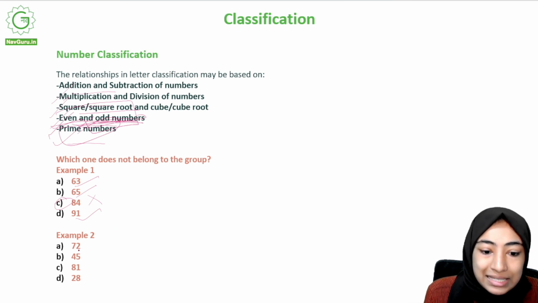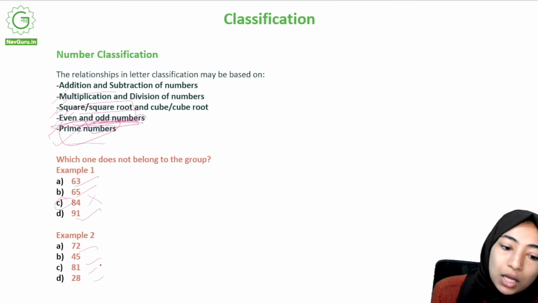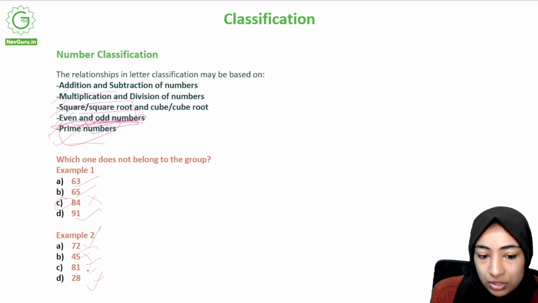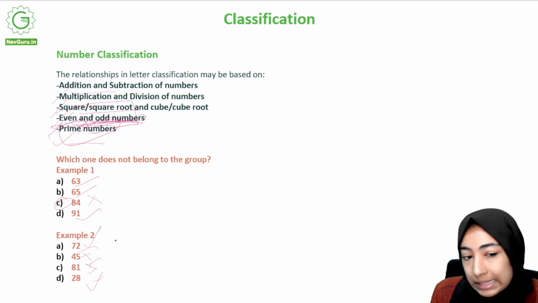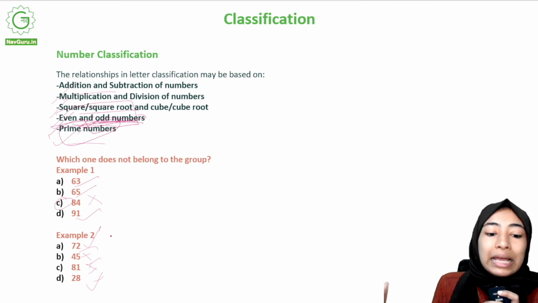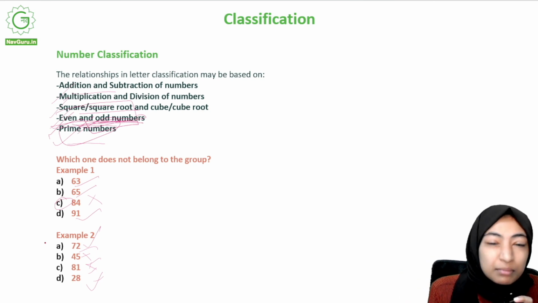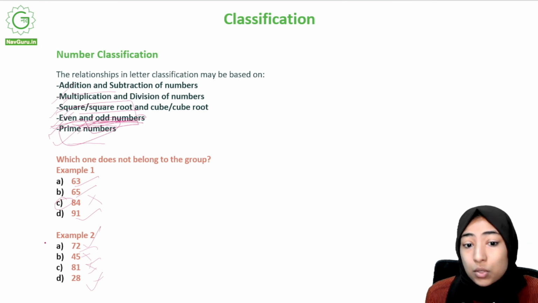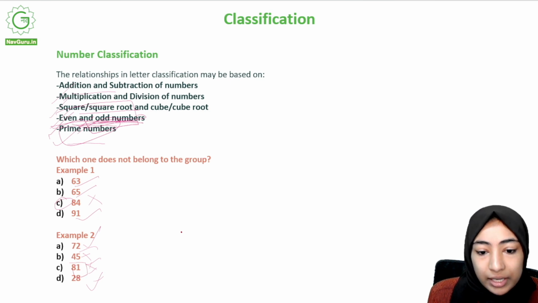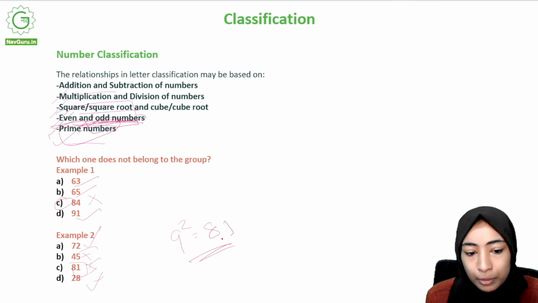Now example 2: 72, 45, 81, 28. Does even and odd work? No, because the first two are even, the second two are odd. So that does not work. Now, what else can you look at? Prime numbers, yes, but it might be a bit time consuming because these are some larger numbers you need to look at. Let's look at square and square root, cube and cube root, because we've seen a very famous square number, 81, right? We all know that 9 square is 81. This is a famous square number we have.